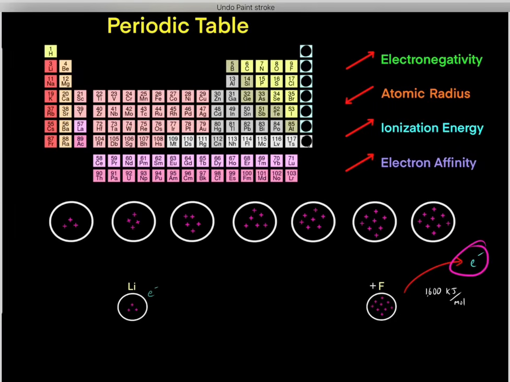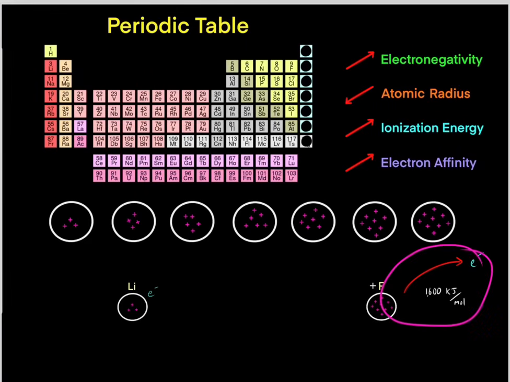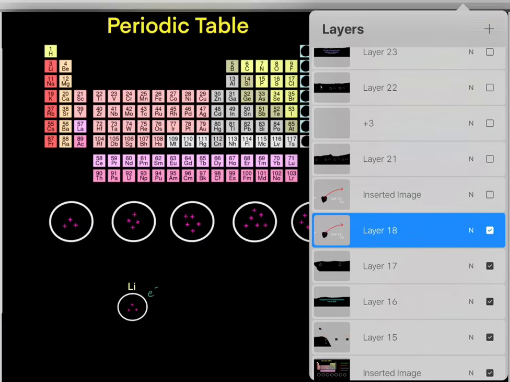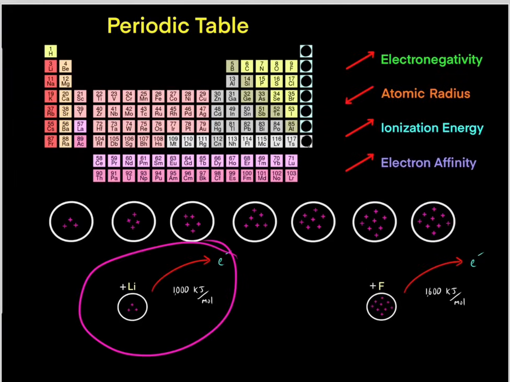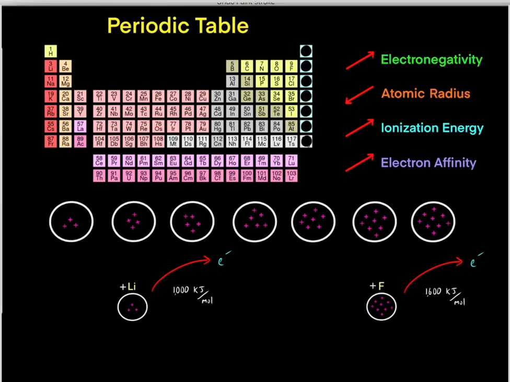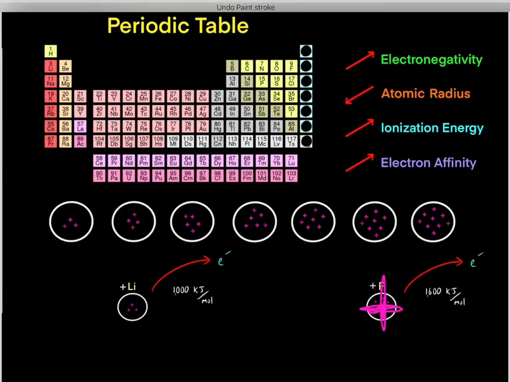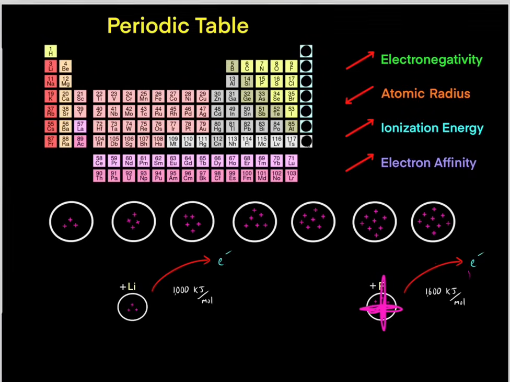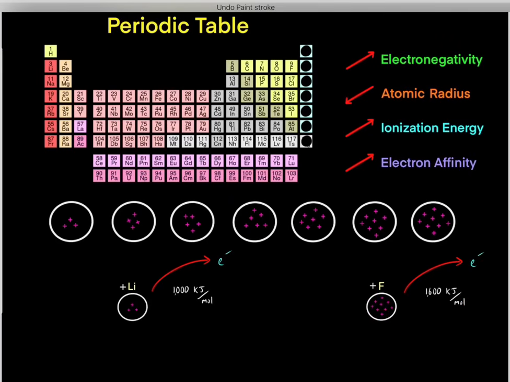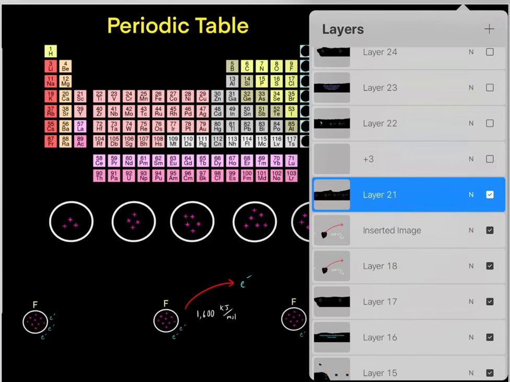So for example, fluorine, if we want to rip off a negatively charged electron, maybe it will require 1600 kilojoules per mole. However, lithium, maybe it only requires 1000 kilojoules per mole. So therefore, we can see it requires more energy to rip off an electron from fluorine. So fluorine has a more positive ionization energy, a larger ionization energy. And again, it's because fluorine has a positive Zeff nuclear charge that attracts these negatively charged electrons. So therefore, it makes sense that it's going to have high ionization energy to rip off those negatively charged electrons compared to lithium.